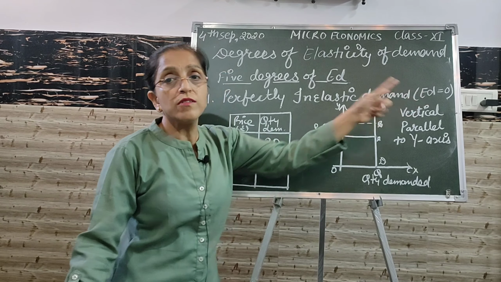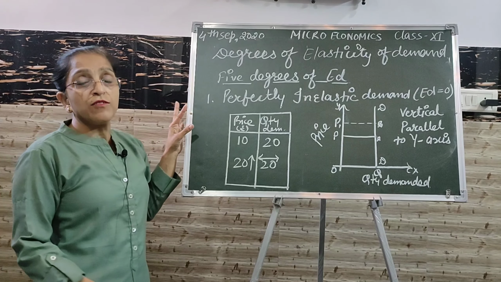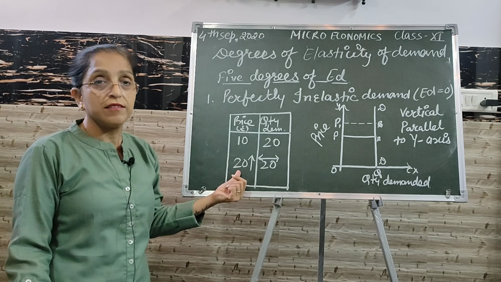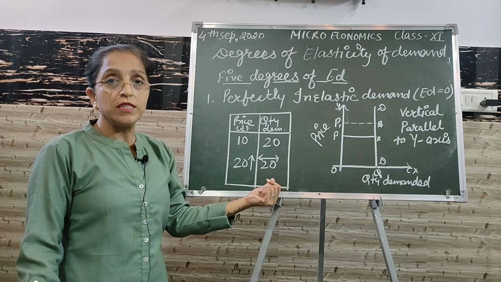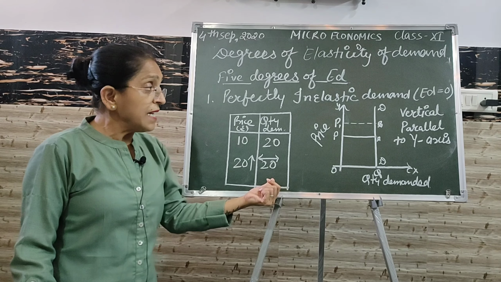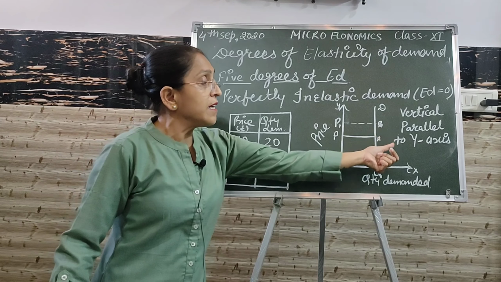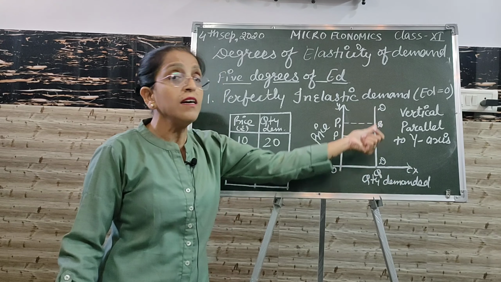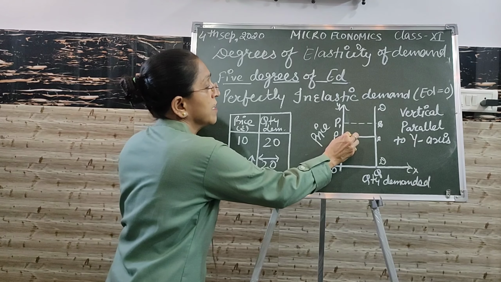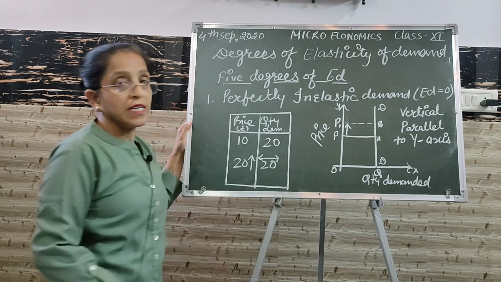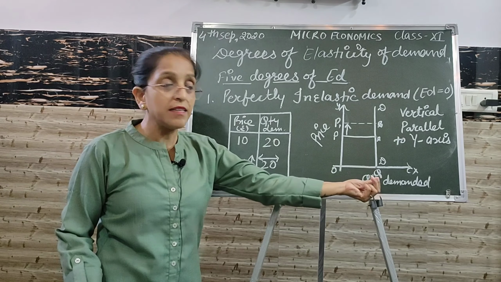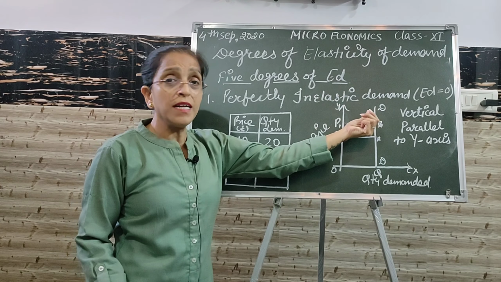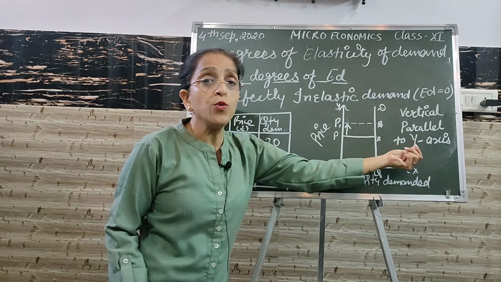ED equal to 0. It means when the price of the commodity changes, whether it increases or decreases, but the quantity demanded of the commodity doesn't change, then you get the demand curve vertical and parallel to the y-axis as shown in the diagram. When the price increases from OP to OP1, the quantity demanded remains the same, that is OQ. That shows a perfectly inelastic demand, vertical and parallel to the y-axis.